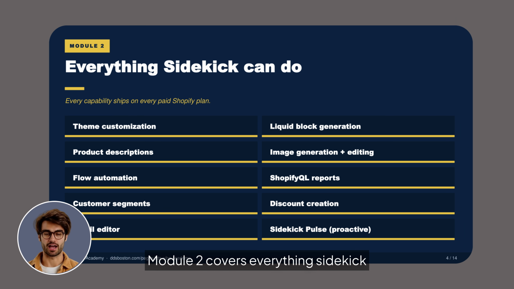Module 2 covers everything Sidekick can do. We'll walk through theme customization, liquid block generation, product descriptions, image creation, flow automation, ShopifyQL reports, customer segments, discounts, email editing, and proactive Sidekick Pulse.